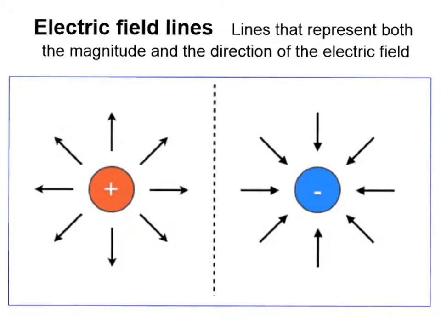Now let's take a look at electric field lines. Electric field lines are lines that represent both the magnitude and the direction of the electric field. Just by convention, these lines are drawn beginning at the positive charge and going toward the negative charge. You can see that here. Here would be going toward the negative.